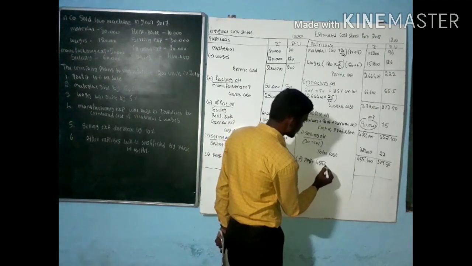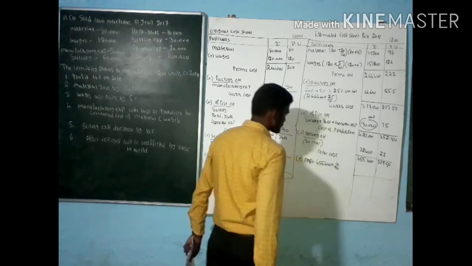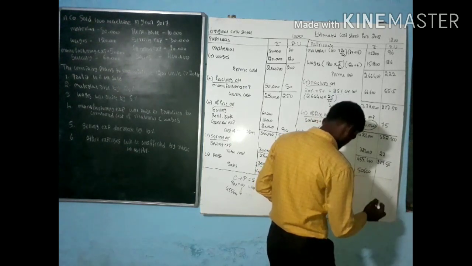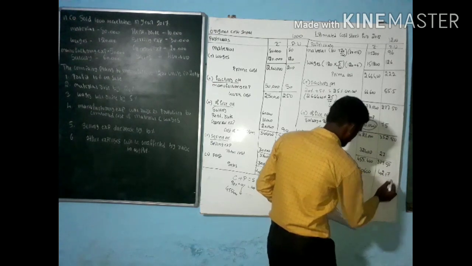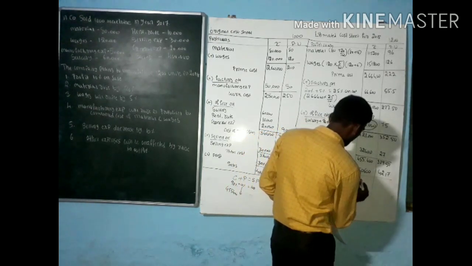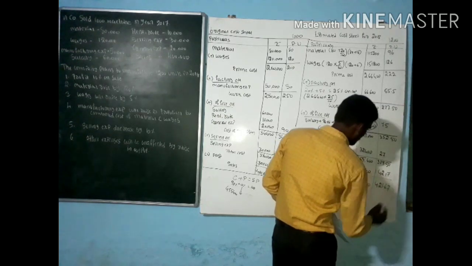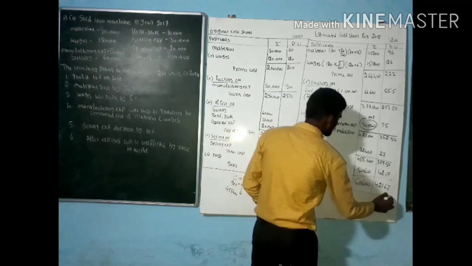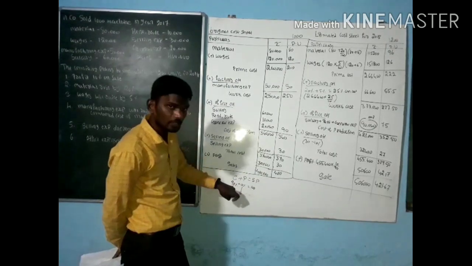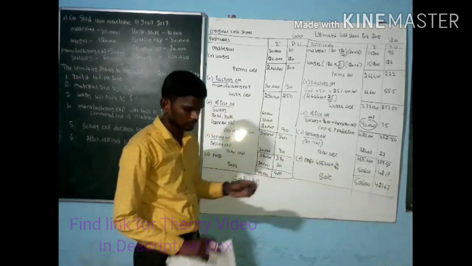That is 4,45,400 into 10 divided by 9. That is 50,642.17. So what is my total sale now? Sale is 5,06,000. My unit value is 421.67. Even you can go for 4,45,400 into 100 divided by 90 to get the sale value. That is 5,06,000. In this method also you can identify the sale.